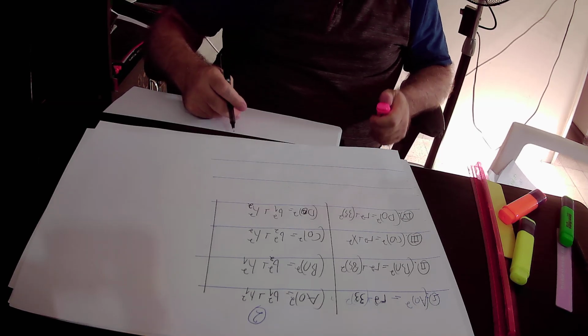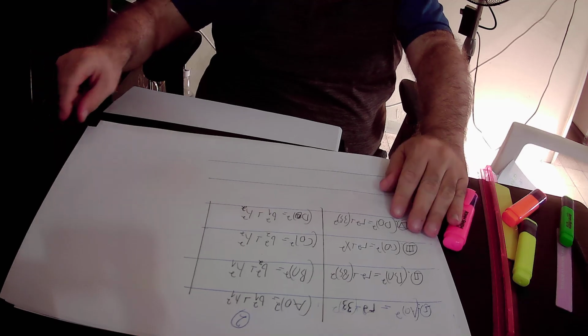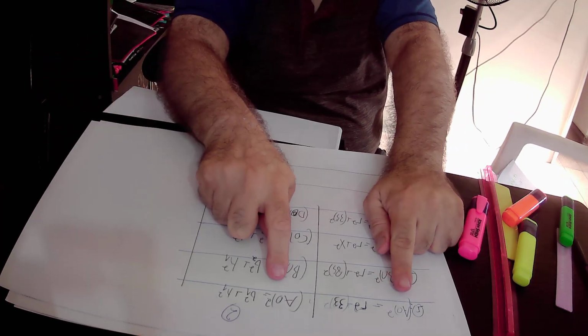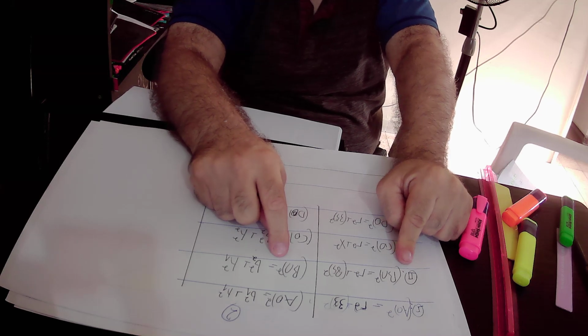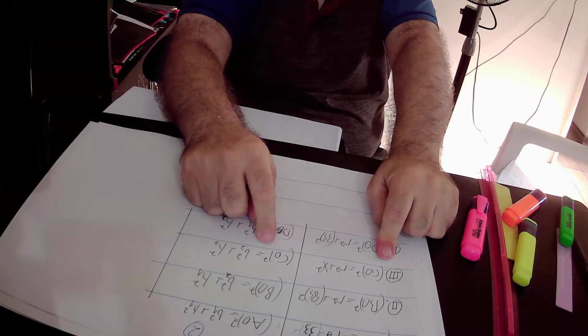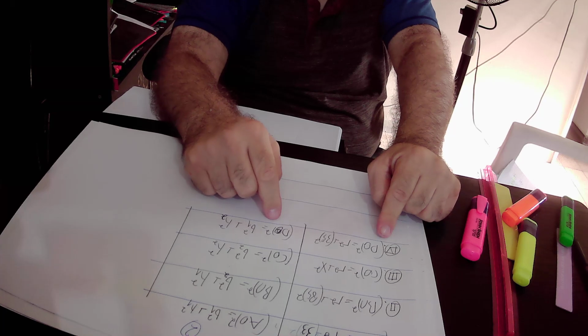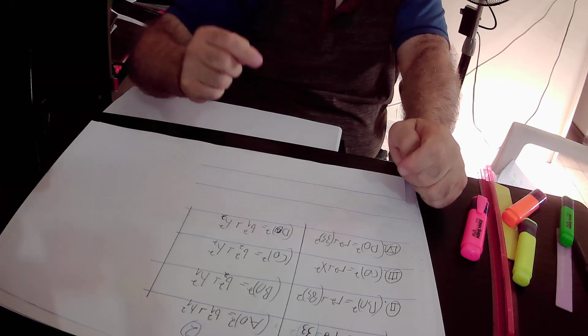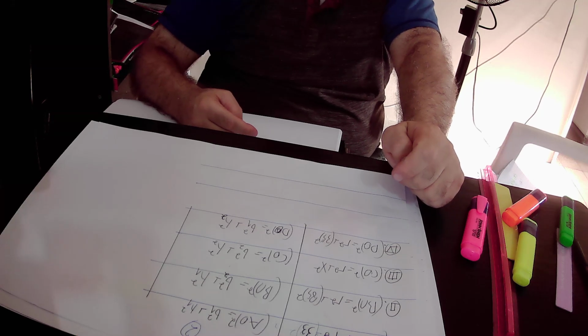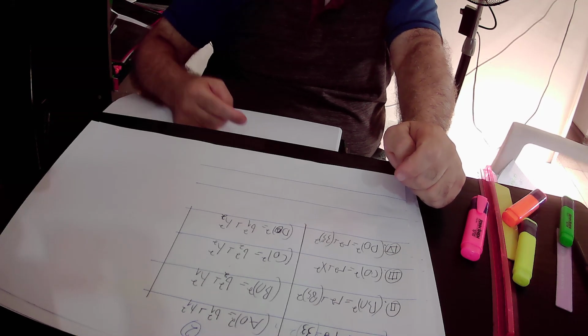So we have here two different expressions for AO squared, two different expressions for BO squared, two different expressions for CO squared, and two different expressions for DO squared. So in the next step we will create another four equations.